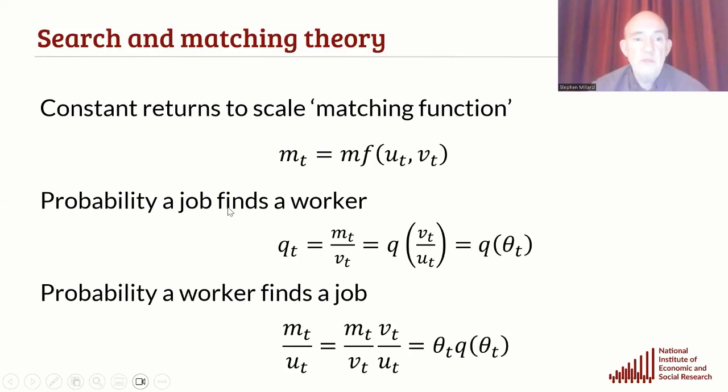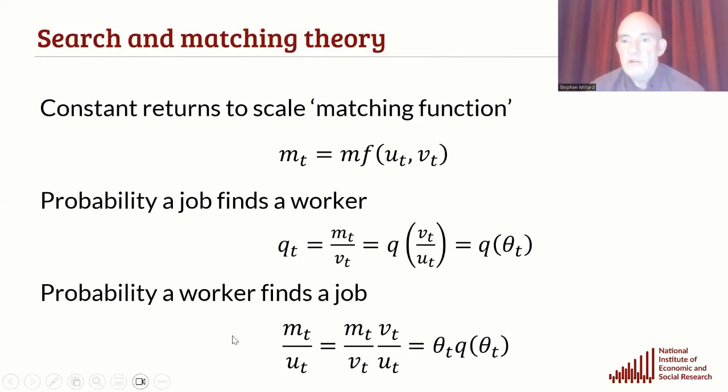The first thing we can do is work out the probability that a job will find a worker. Well, that's simply going to be the total number of matches, M, divided by the number of vacant jobs, V. Okay? And that in itself is going to be some function of the ratio of vacancies to unemployed workers. I'm just going to call that ratio theta, theta_t. The more vacancies there are for every unemployed worker, the harder it is for any individual vacancy to match up with a worker.